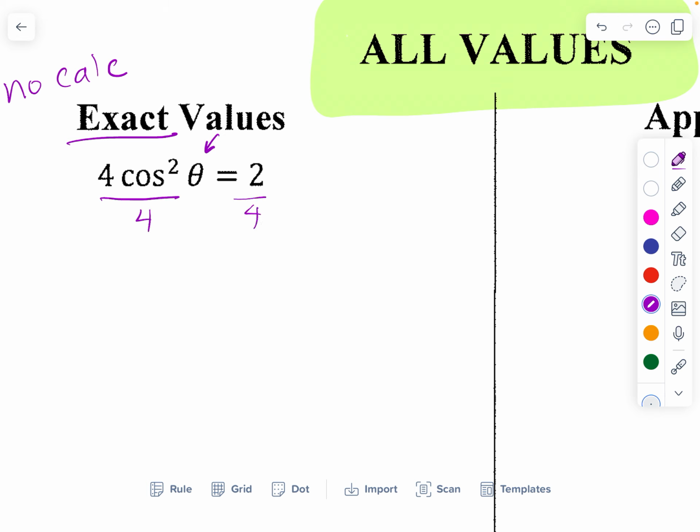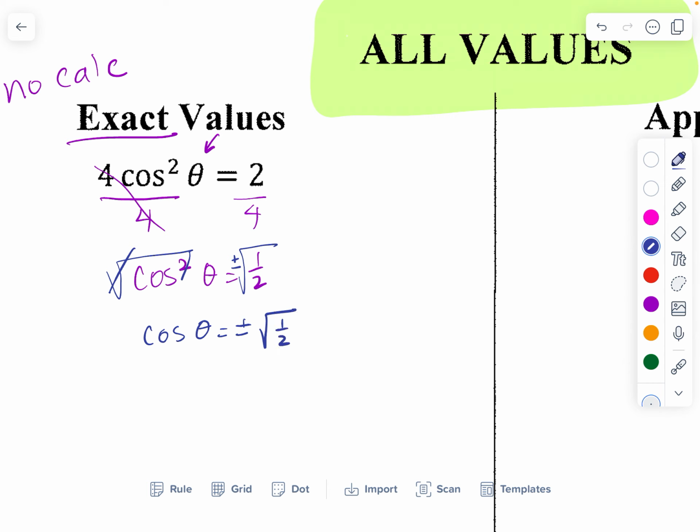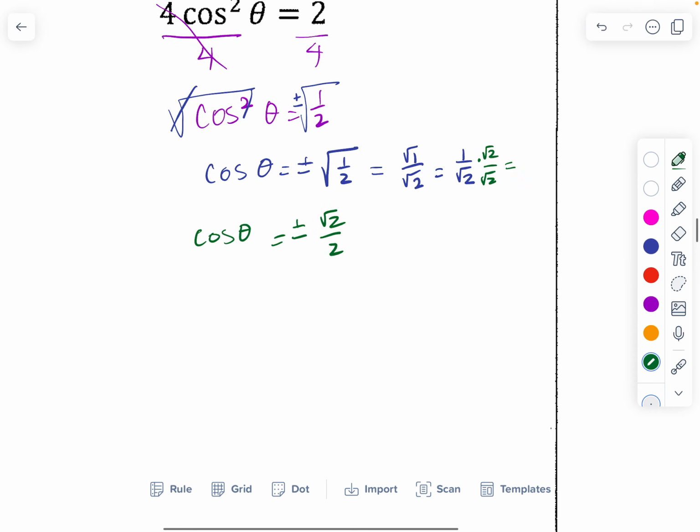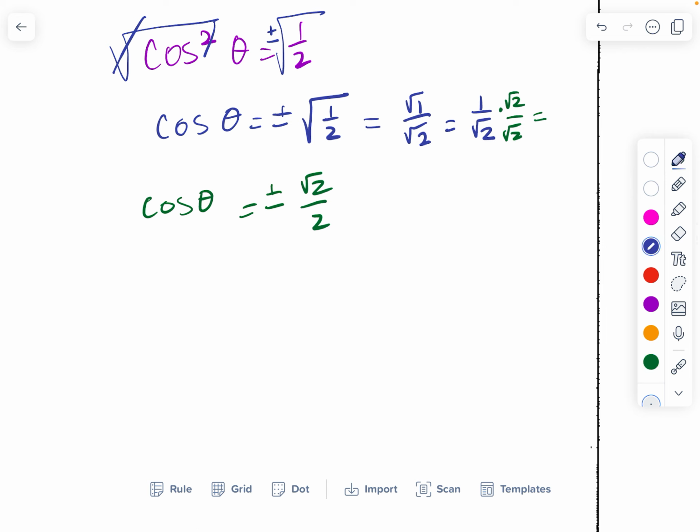I'm going to divide by 4. So I get cosine squared theta equals 1/2 by reducing it. And we're going to take the square root of both sides. Remember, take the square root of both sides means when I write the square root, you take plus or minus. So this becomes cosine theta equals plus or minus the root of 1/2. Well, remember that the root of 1/2 is like saying the root of 1 over the root of 2, which is positive 1 over the root of 2. If I rationalize this, I'm going to have to multiply by root 2 on both top and bottom, and we end up with plus or minus root 2 over 2. In order to solve for theta here, we're going to take the inverse cosine on both sides.